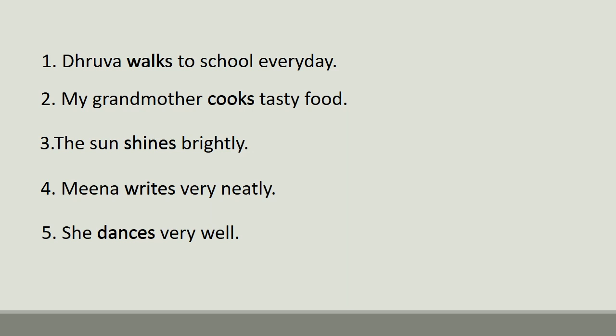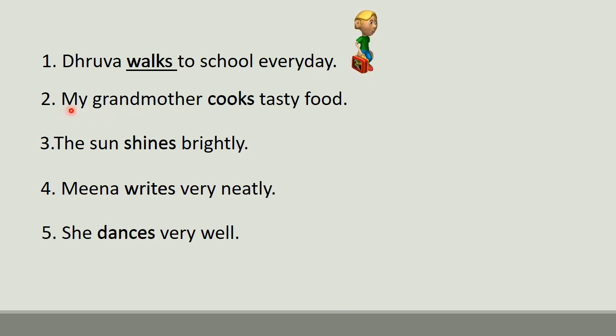Now in the very first sentence, we have: Dhruva walks to school every day. In this sentence, who are we talking about? Dhruva. Dhruva is a boy and it's a noun. And what is Dhruva doing? He walks. Walks becomes the action word. It means he is doing something. So the word walks is the action word or the verb. And that's what Dhruva is doing. He is doing something. He is walking.